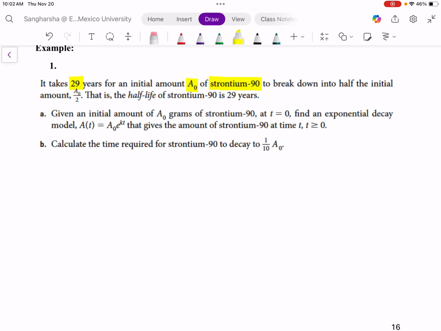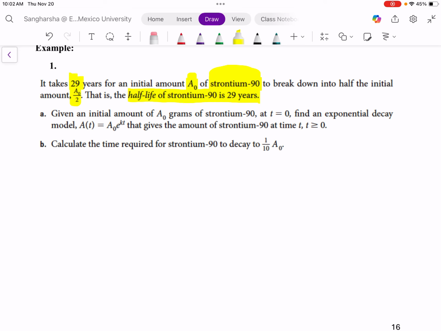So you have A naught as an initial amount of strontium 90, and after 29 years, that strontium 90 breaks down into half, A naught over 2. That is what we call the half-life of strontium, which is 29 years. So for any element, the time it requires to decay or break into half is our half-life. It can be a radioactive element.